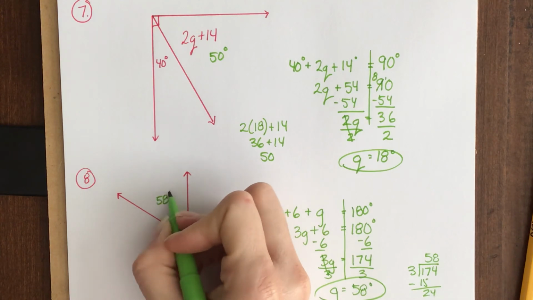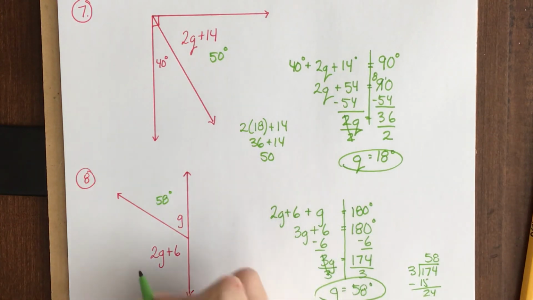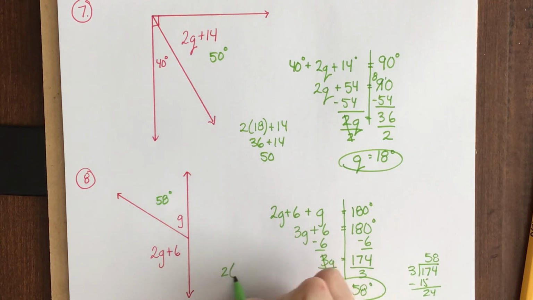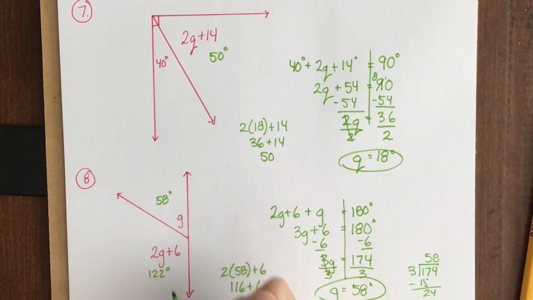58 over here because we know that's what g is. And then I'm going to plug in 58 for this expression too. So 2 times 58 plus 6. Okay, well 58 times 2 is going to be 116 plus 6, and then 122 degrees. Does 58 and 122 add to 180? They do. So you know you've done your math correct, and g is 58 degrees.